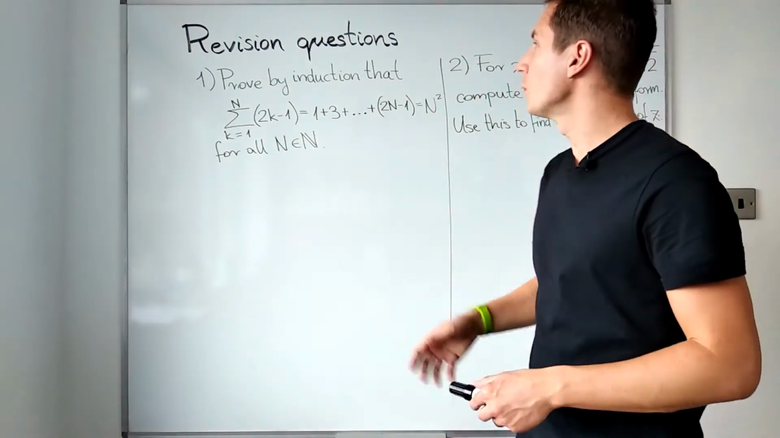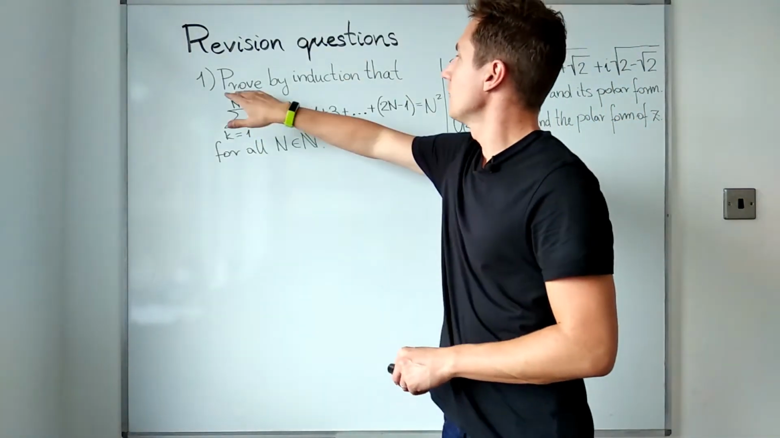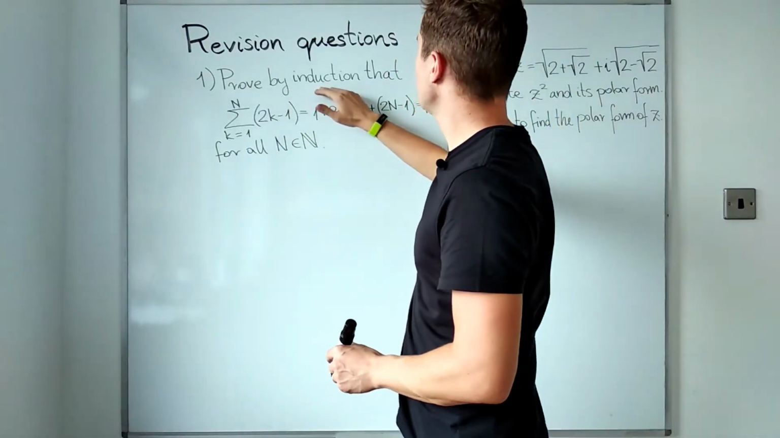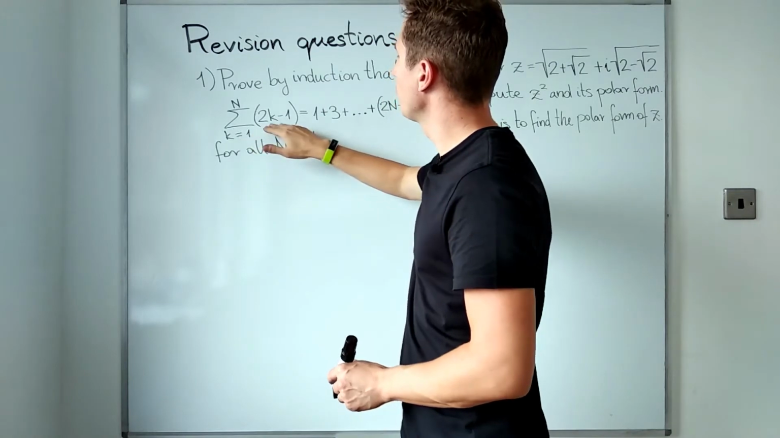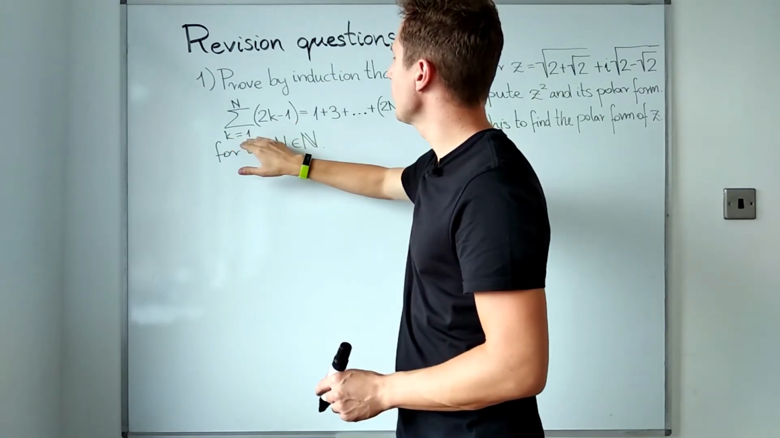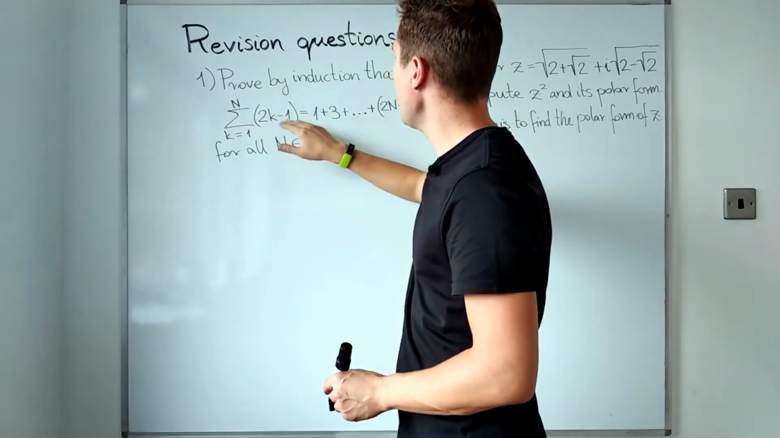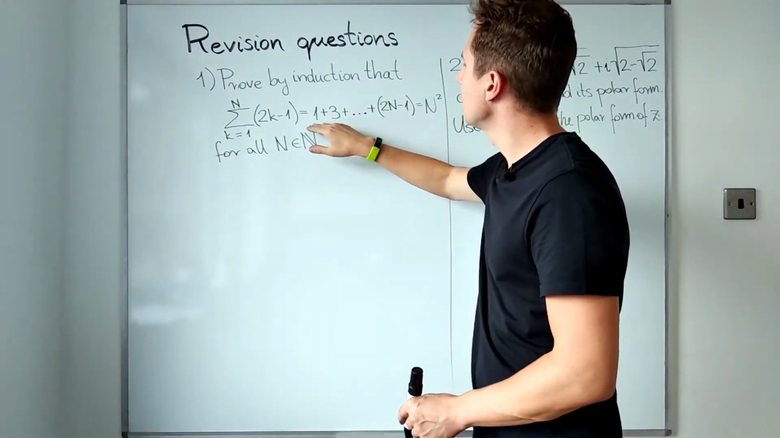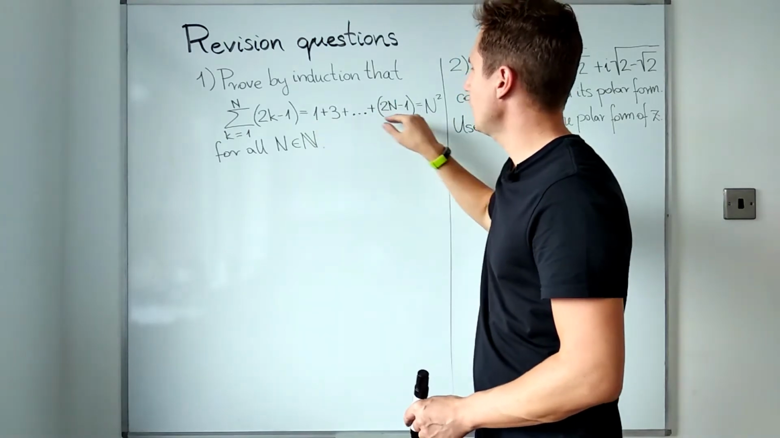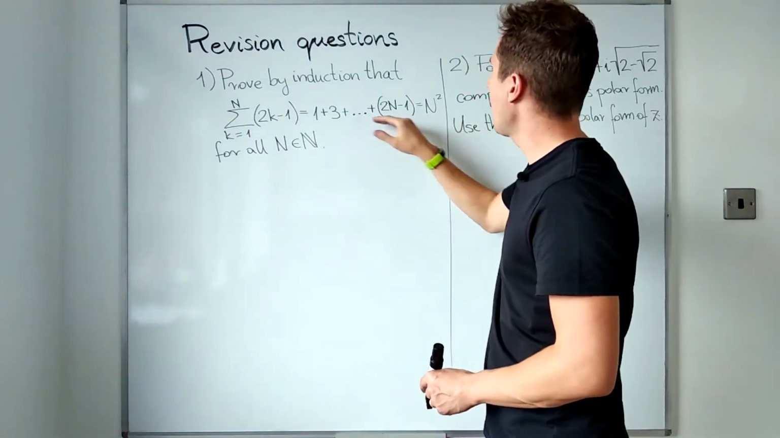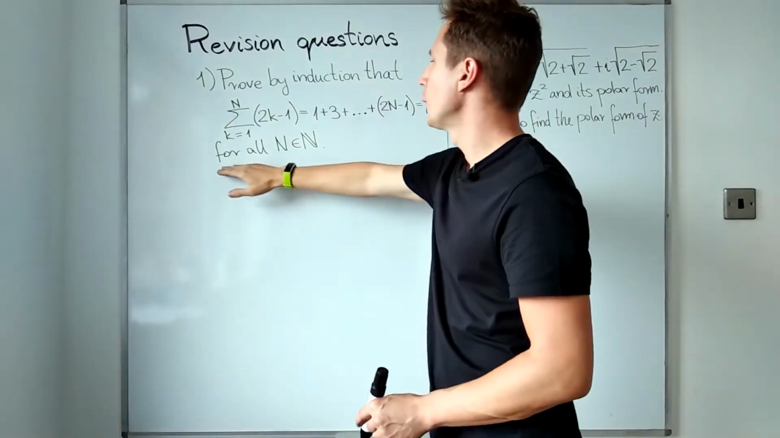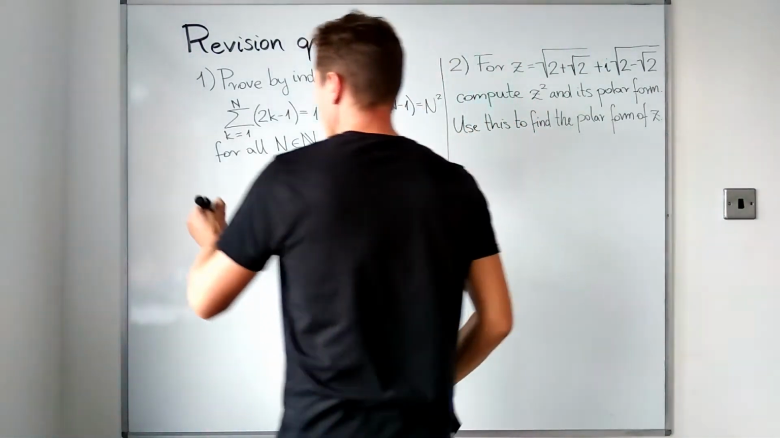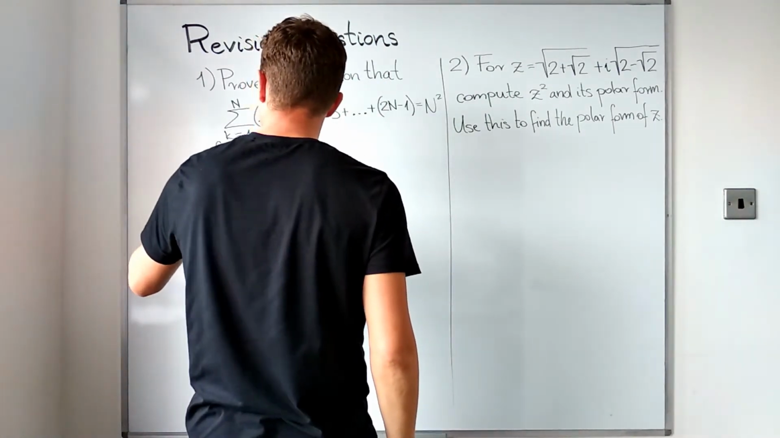Let's start to solve revision questions and start with the problem that says prove by induction that the sum of 2k minus 1 with k going from 1 to capital N equals capital N squared. So that is, the first n odd natural numbers add up to n squared for all n in the set of natural numbers. So let's prove this by induction.